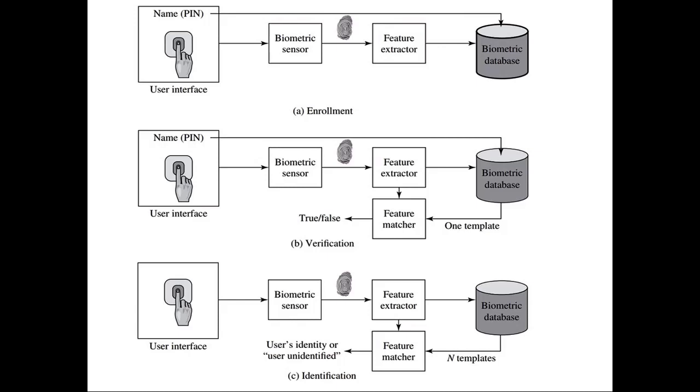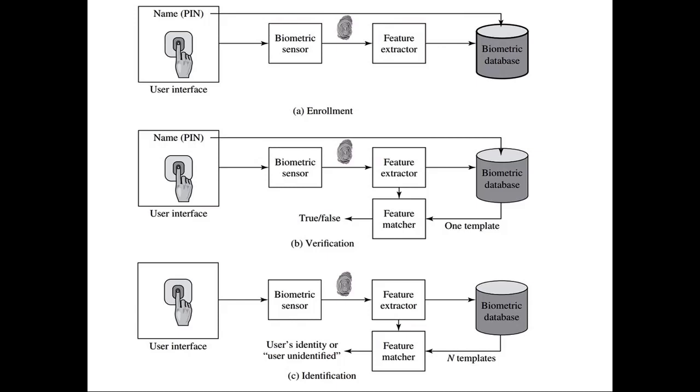Then we have the verification. We take the biometric sensor, we ask the entity to enter his or her fingerprints. We extract the features, then we match those features, and if the features match, it means that we have verified the fingerprints. The next step is the identification.